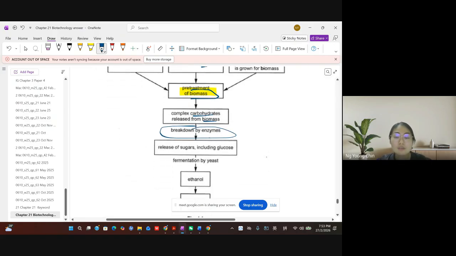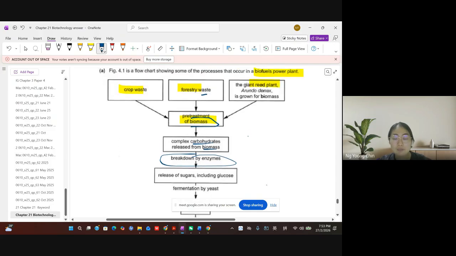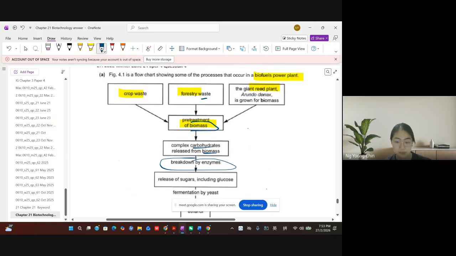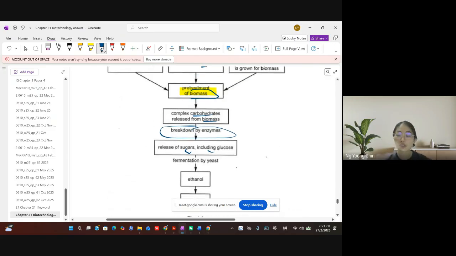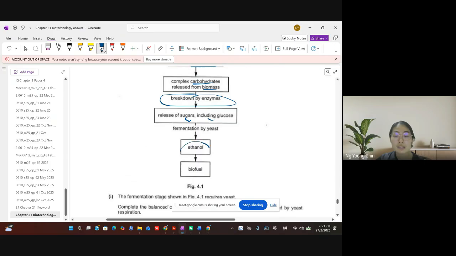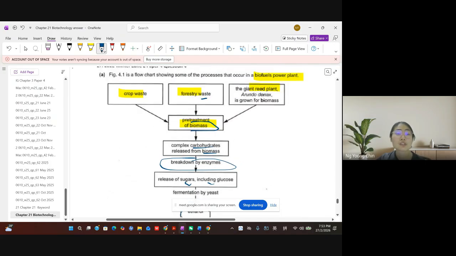What will the enzyme do? The enzyme will help to break down the carbohydrate into small pieces. Then the monomers inside can mix with other sugar, including the glucose. Then fermentation by the yeast becomes ethanol and biofuel. Just imagine this way: what is biomass? Biomass is just like this.